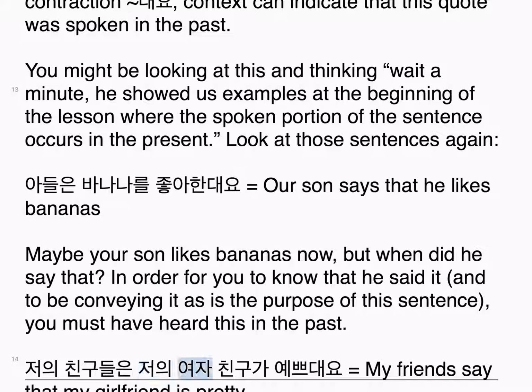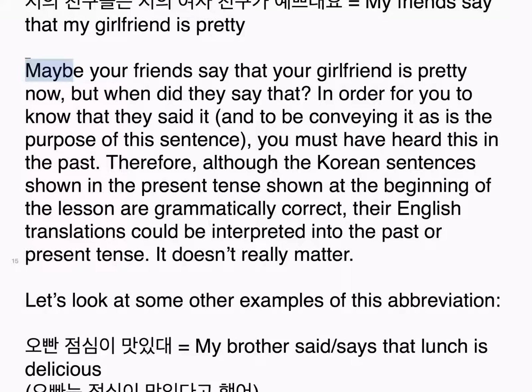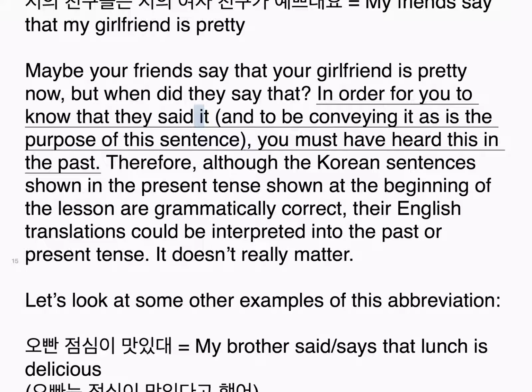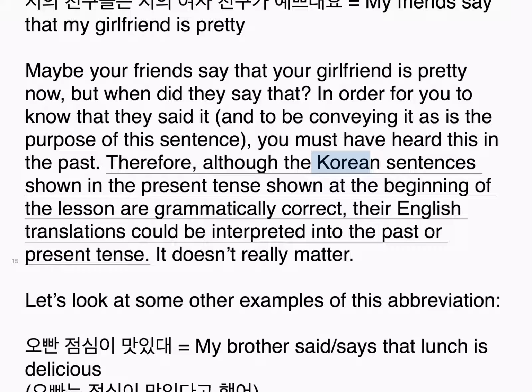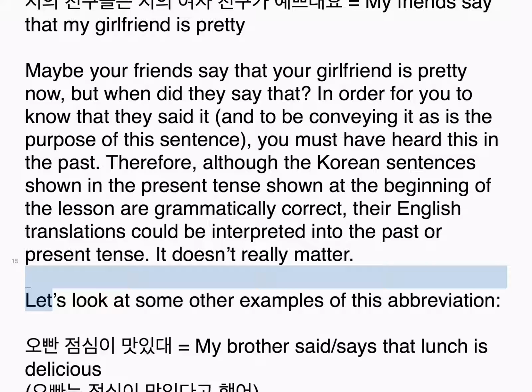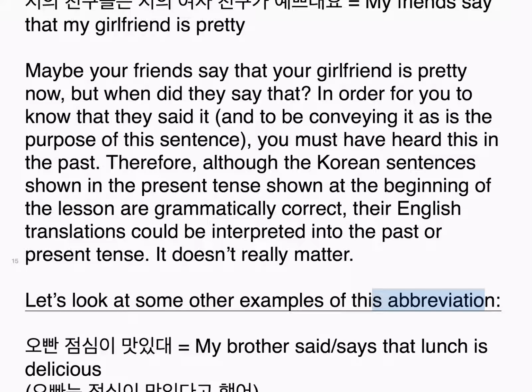저의 친구들은 저의 여자친구가 예쁘대요. My friends say that my girlfriend is pretty. Maybe your friends say that your girlfriend is pretty now, but when did they say that? In order for you to know that they said it, and to be conveying it as is the purpose of this sentence, you must have heard this in the past. Therefore, although the Korean sentences shown in the present tense at the beginning of the lesson are grammatically correct, their English translations could be interpreted into the past or present tense. It doesn't really matter. Let's look at some other examples of this abbreviation.